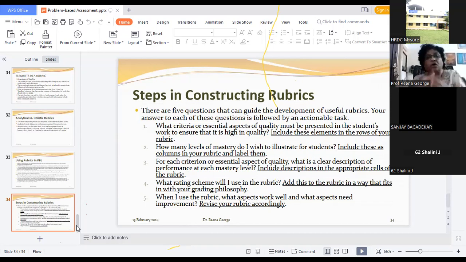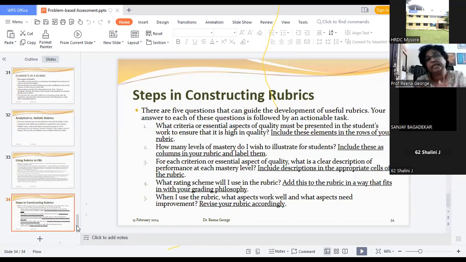So like that, all these 5. First one is what criteria or essential aspects of quality must be presented in the student's work to ensure that it is high in quality. So include all those elements in the rows of your rubric. Second is how many levels of mastery do I wish to illustrate for students? That will be in your columns. Okay. So if you want 5 levels of mastery, very poor, poor, average, good, excellent, that will be in your columns. Now for each criterion or essential aspect of quality, what is a clear description of performance at each mastery level? So include all these descriptions in the appropriate cell in the rubric.